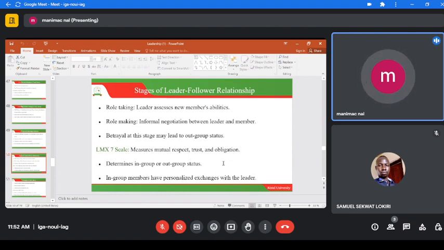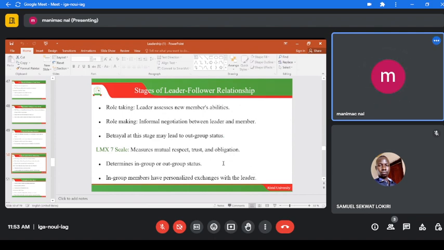In terms of informal negotiation between leaders and members, maybe you have negotiated with the members and you have identified that they possess more unique skills, then you can make a role for them. Then, at this stage, it may also lead to in-group or out-group status.